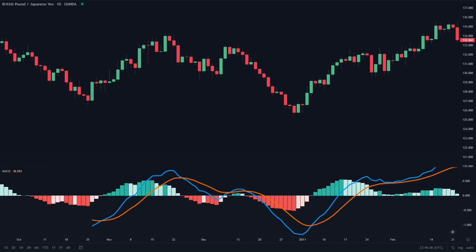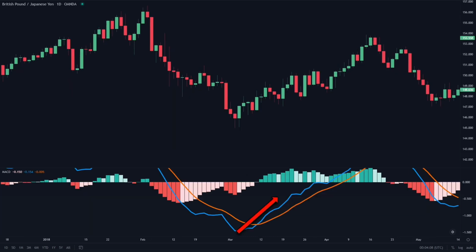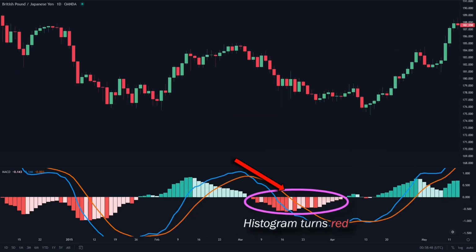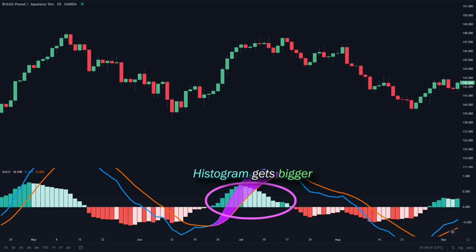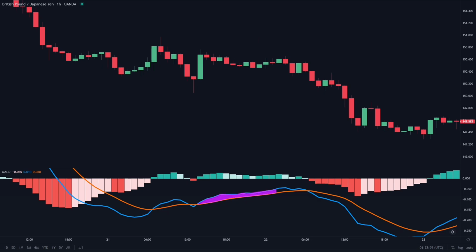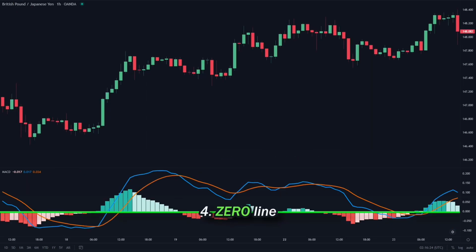Next, we have the histogram, which represents the difference between the MACD line and the signal line. For example, if the MACD line crosses above the signal line, the histogram will turn green, and if it crosses below, the histogram will turn red. The gap between the MACD line and the signal line also affects the size of the histogram. As you can see, if the two lines are further apart, the histogram gets bigger, and if the two lines get closer, the histogram becomes smaller. And finally, we have the zero line, which simply represents the center of the MACD indicator.